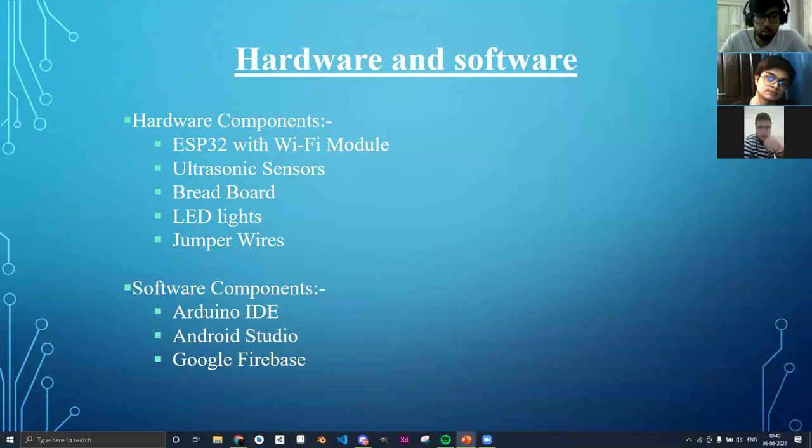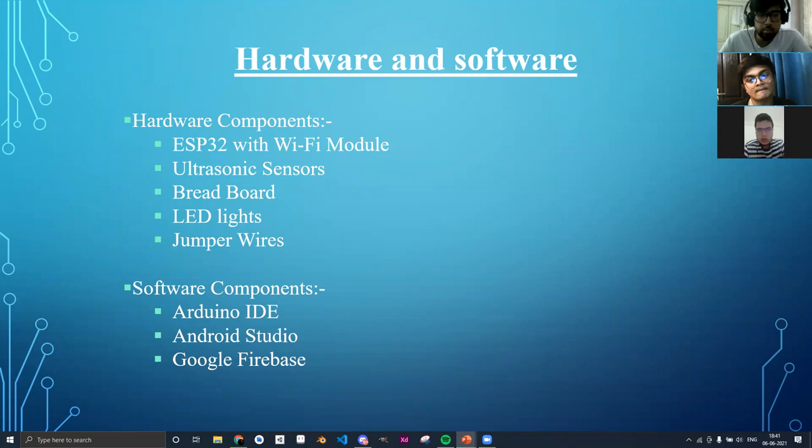The software components include the Arduino IDE, which we are using to program the ESP32. We are using Android Studio for developing our Android application, which can control the lighting system from anywhere. And we are using Google Firebase for our real-time database, which will consist of all the data regarding the lighting system, and we can control the lighting systems using the database and the Android application.